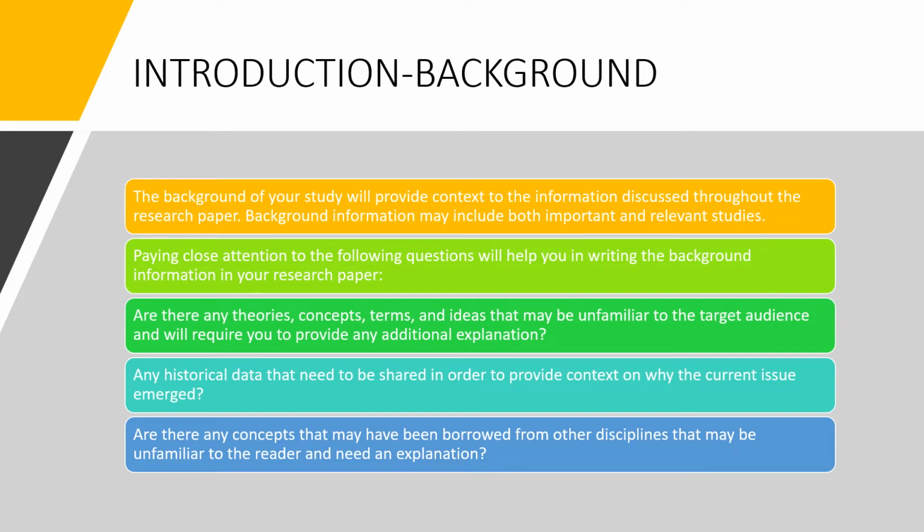Is there any historical data that needs to be shared in order to provide context on why the current issue emerged? For instance, if you are researching child labor in Pakistan, how did this issue emerge? You need to actually put that in your background. Are there any concepts that may have been borrowed from other disciplines that may be unfamiliar to the reader and need an explanation? You have to include those as well.